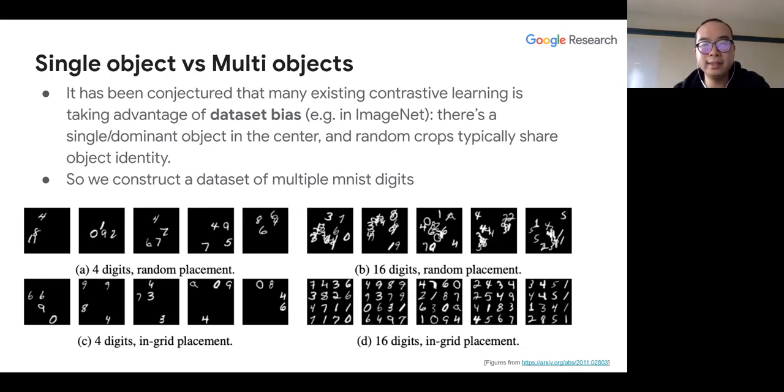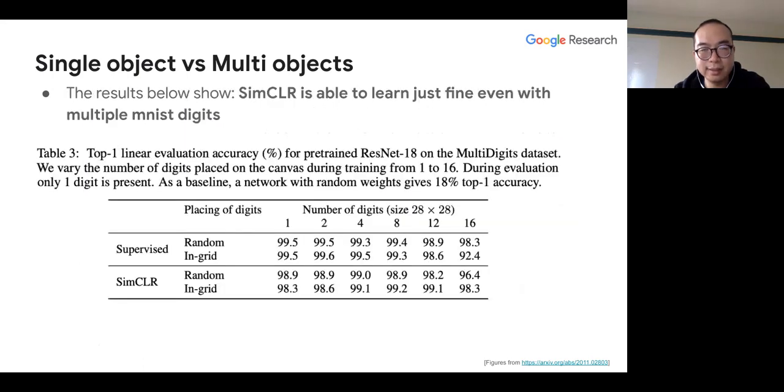And then we're going to train contrastive learning methods, basically SimCLR here. And then we're going to evaluate the model by training a linear classifier for images with a single object as an evaluation. So what we can find is that actually SimCLR is able to learn quite well, even when multiple digits are present. As you can see here, we didn't tune this to the best performance, but it's a decent number in MNIST, I would say.